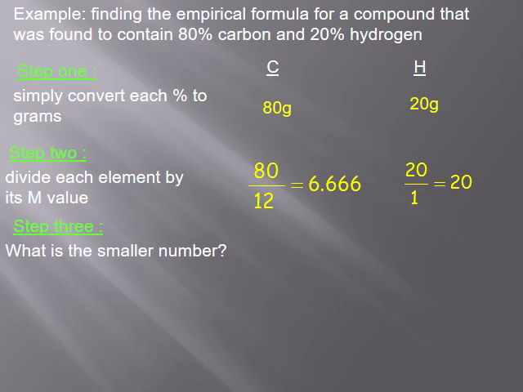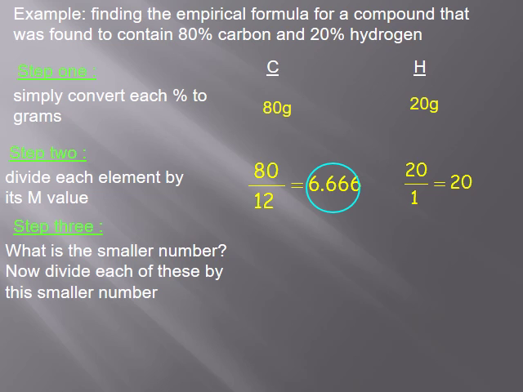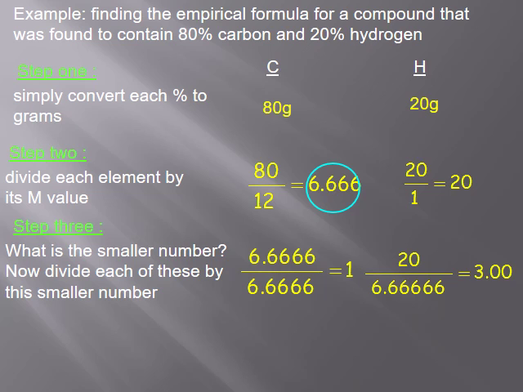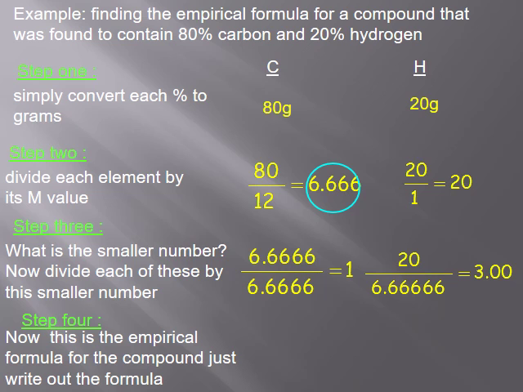Step 3, what's the smallest number? It's going to be the one for carbon, which is 6.67. Now divide each of these numbers by the smallest number, so 6.67 divided by 6.67 is going to be 1, and 20 divided by 6.67 is going to be 3. So it means that the empirical formula is just CH3, a methyl group. Okay, so hopefully you got that right.